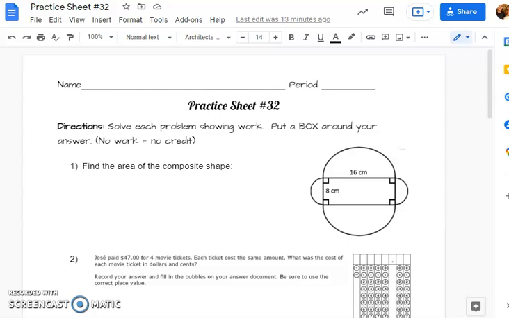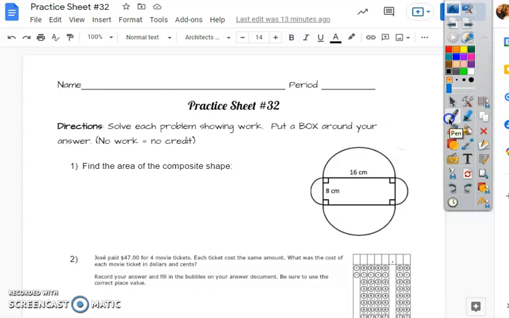Okay, everyone, we are going to work on practice sheet 32. So make sure you take out your formula chart. And let's get started. So here I have a composite shape. So guys, remember we generally break up our shape. So hopefully everybody sees the rectangle in the middle. And I see 8 and 16.